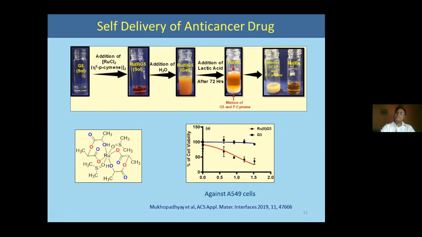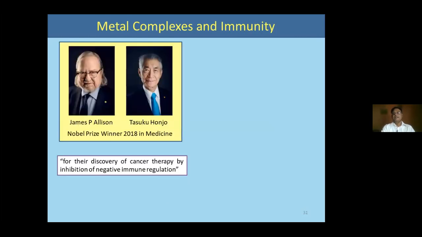And when it goes inside the cell, the pH there is around 6, and the gel itself gets collapsed. Ruthenium gets released, and this ruthenium lactyl lactate is basically acting as the drug to kill the cancerous cell. So the ruthenium G5, from where we started, you can say is a prodrug. After the release, we get this particular ruthenium lactyl lactate complex, which is showing cytotoxicity.